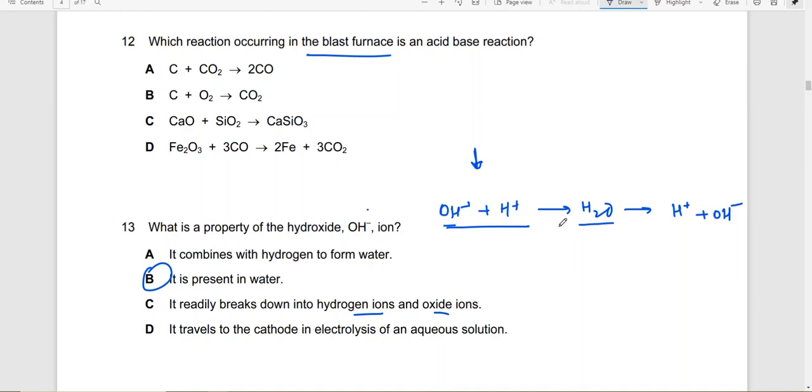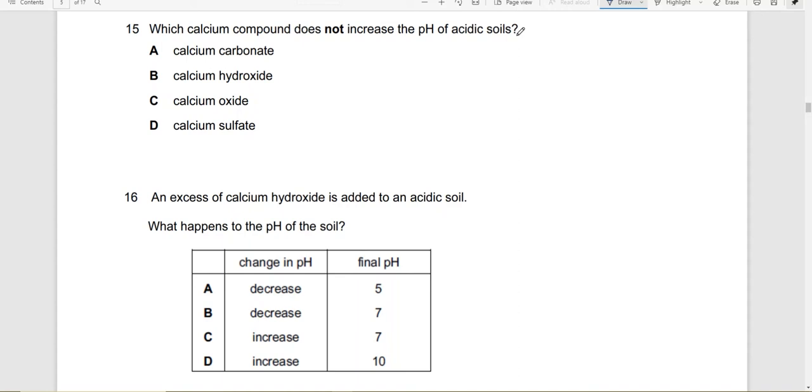Which calcium compound does not increase the pH of acidic soil? Calcium carbonate, calcium hydroxide, calcium oxide. They all have basic properties. Calcium sulfate does not. It will not increase. It's neutral. Okay. An excess of calcium hydroxide is added to an acidic soil. What happens to the pH of the soil? So obviously, you added excess calcium hydroxide, so it is going to be greater than 7. The answer would be D. It will increase, obviously.